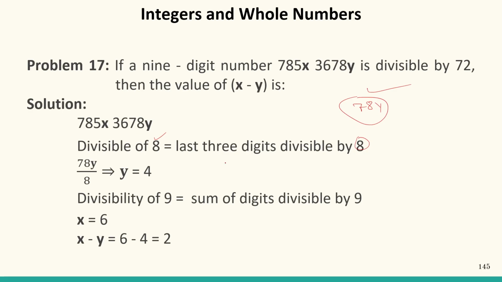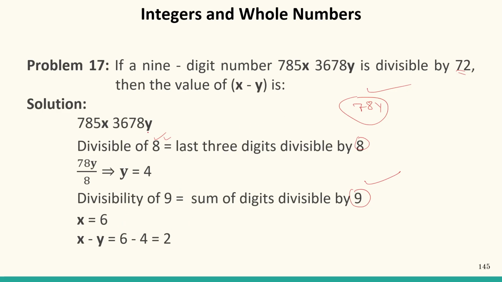Okay. So what should be y? So 78y by 8. Okay. So it will be what? y is equal to 4. So y must be 4. Otherwise it won't be divisible. So divisibility of 9: the sum of all digits must be divisible by 9, because if it is divisible by 72, then it must be divisible by 8 and 9 both.